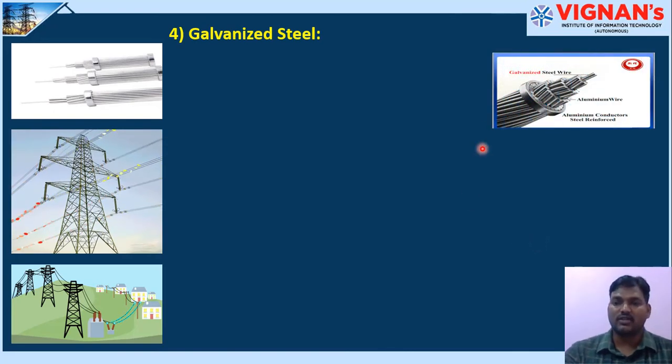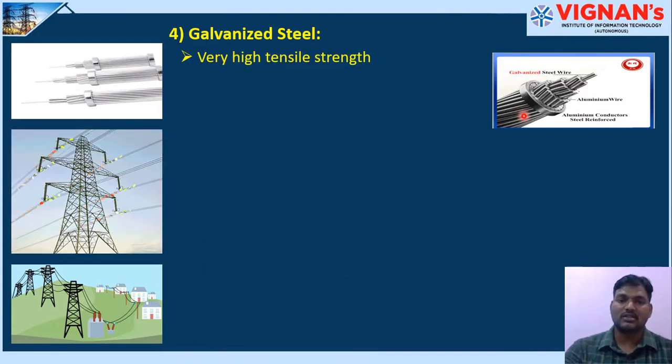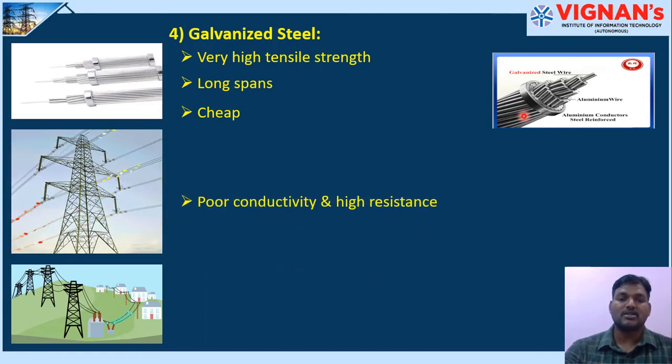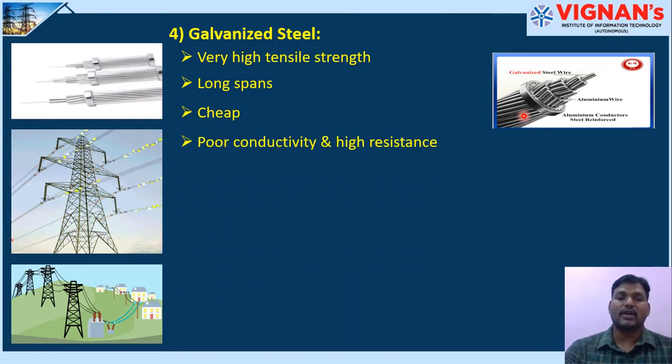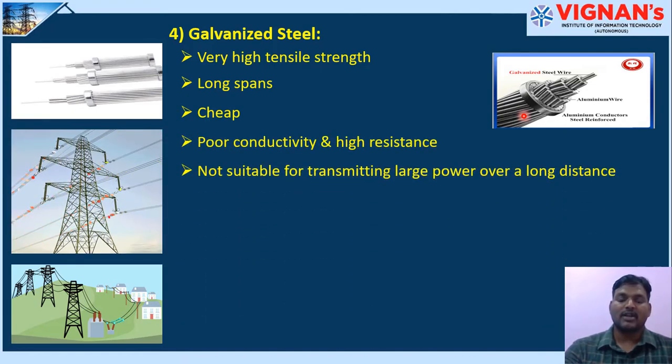So here in this figure you can see the conductor is made up of GS wire core and it is stranded with aluminum. So it is almost similar to ACSR, but here the core material is made up of galvanized steel which is having high tensile strength. It can be used for long spans of distances. It is inexpensive and also it is having poor conductivity and high resistance. But it is not suitable for power transmission over very long distances.